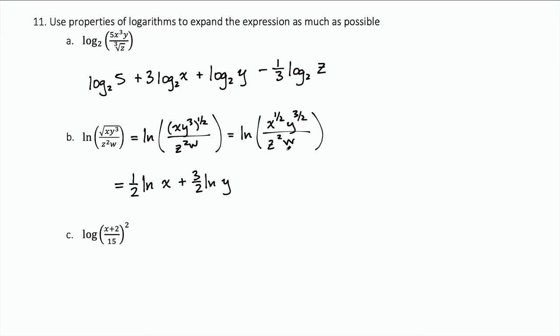The factors from the denominator get negative logarithms. So I have minus a natural log of z squared, but the exponent comes out in front. And then minus natural log of w. And there's no exponent on that to deal with.